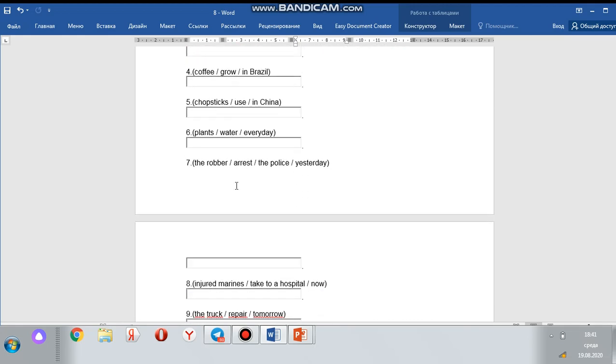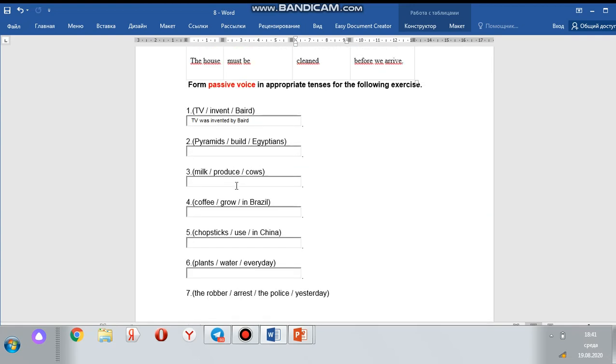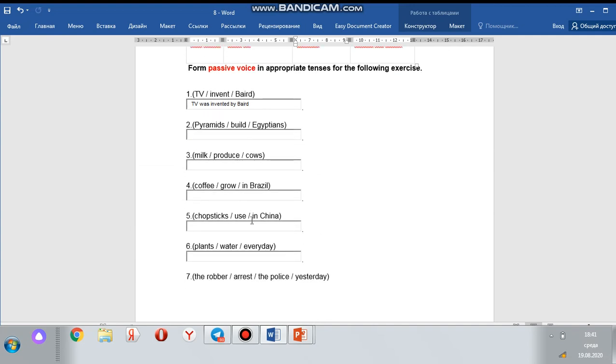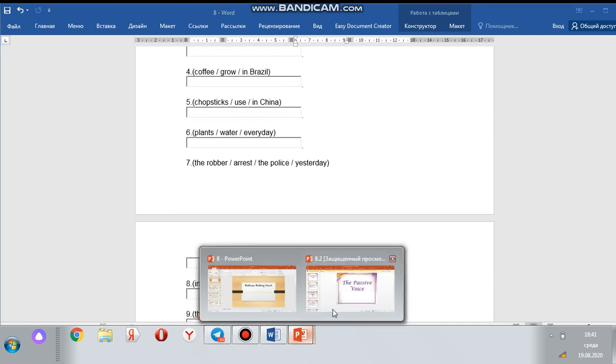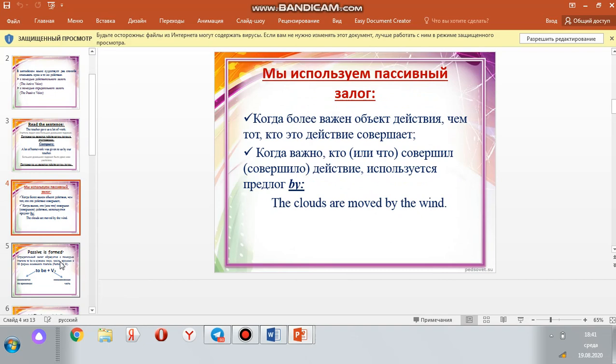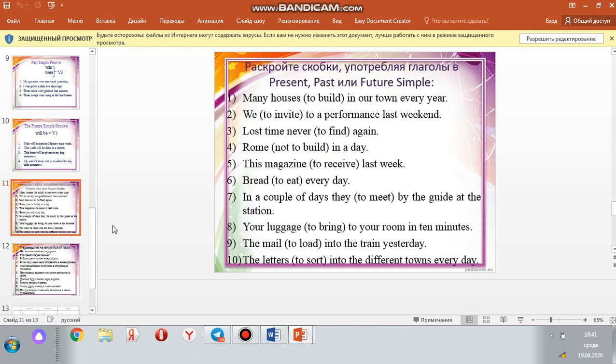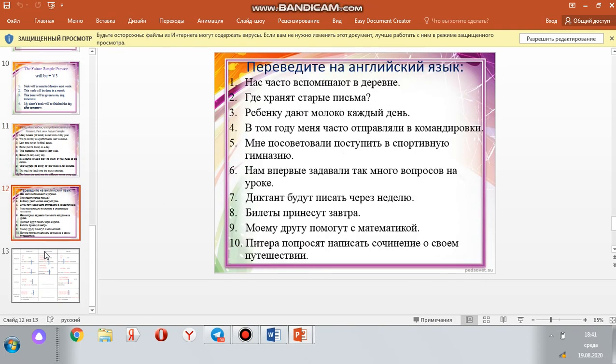Dear students, your home assignment: you should continue this exercise. Of course, in PPT form you can see also exercise. Slides 11, 12 are dedicated to this activity, and please do it at home and do it individually.